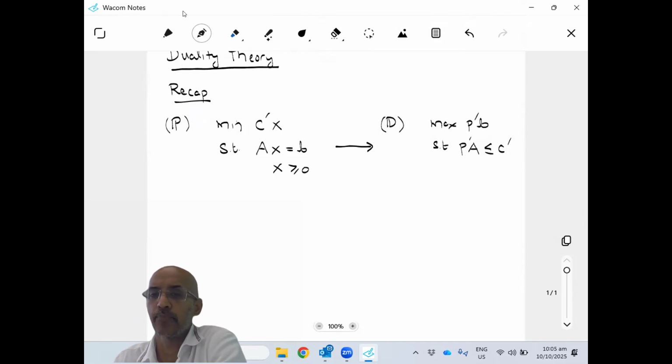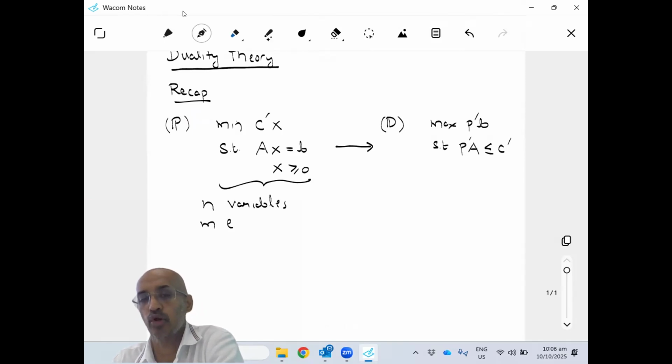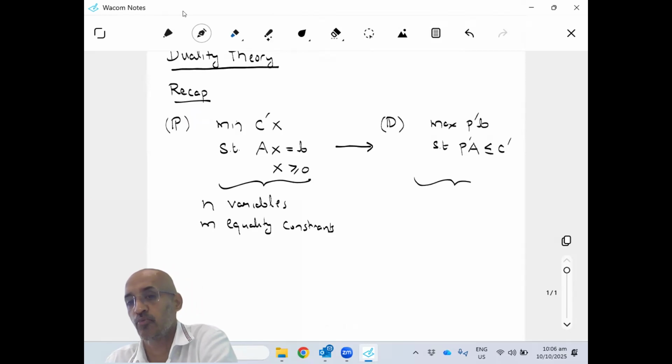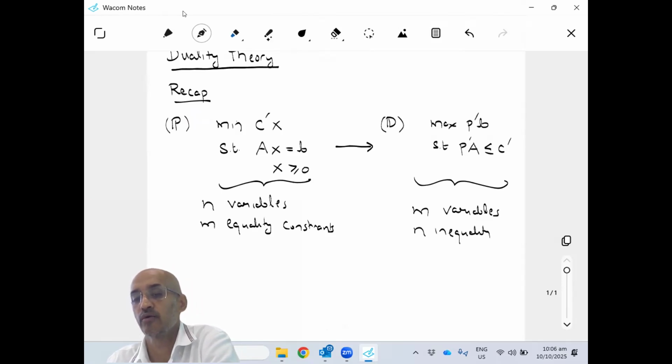In this problem, there were n variables and there were m equality constraints. And there were, of course, n non-negativity constraints, while in this problem there are m variables and n inequality constraints. So we derived this yesterday.